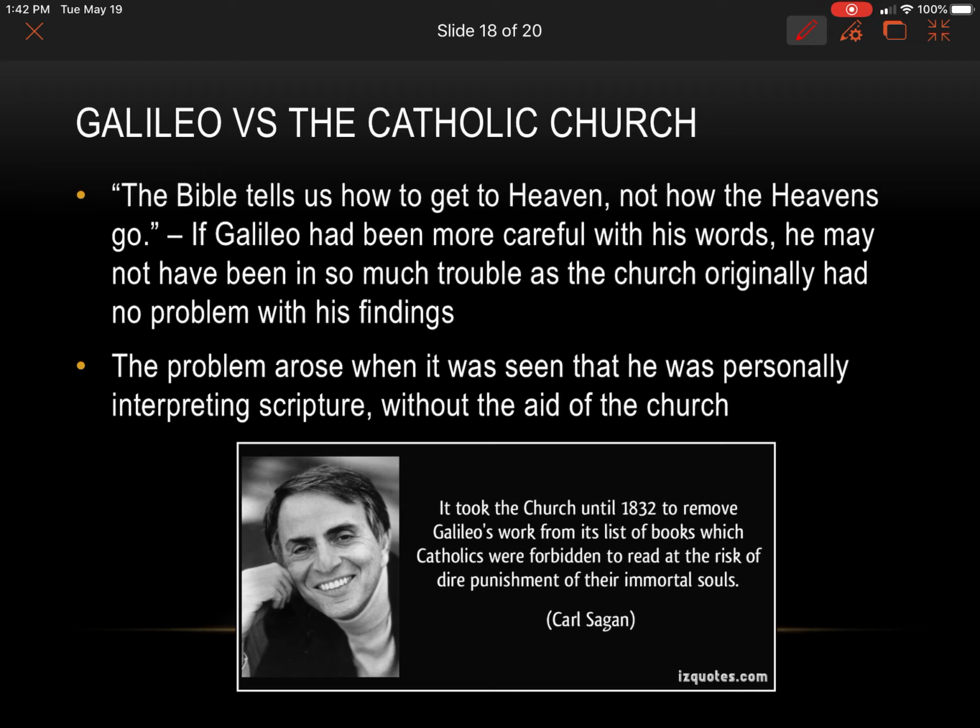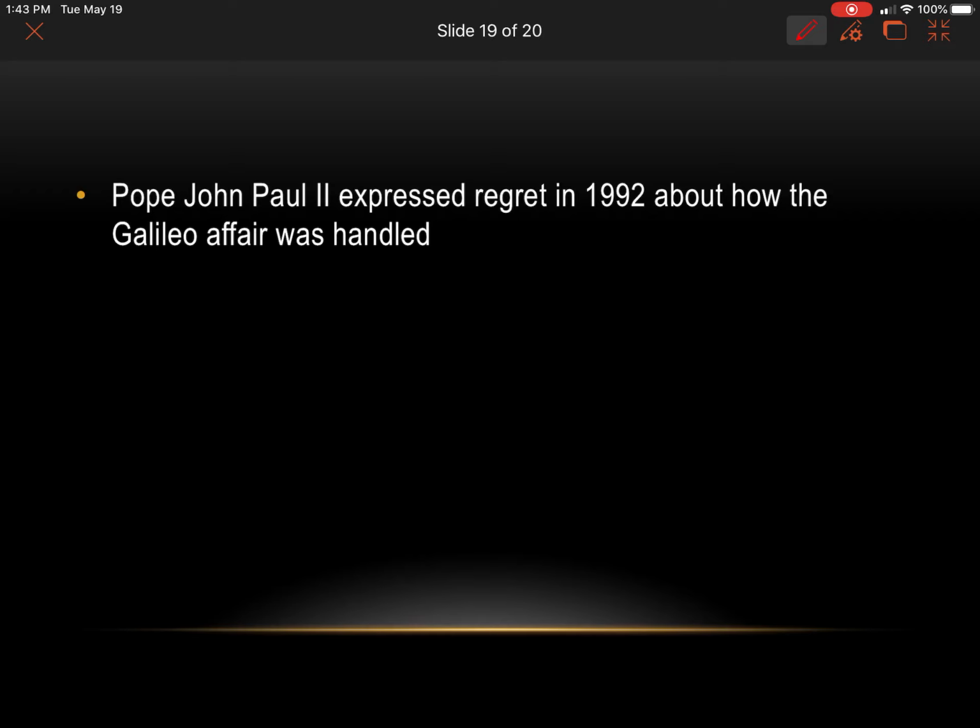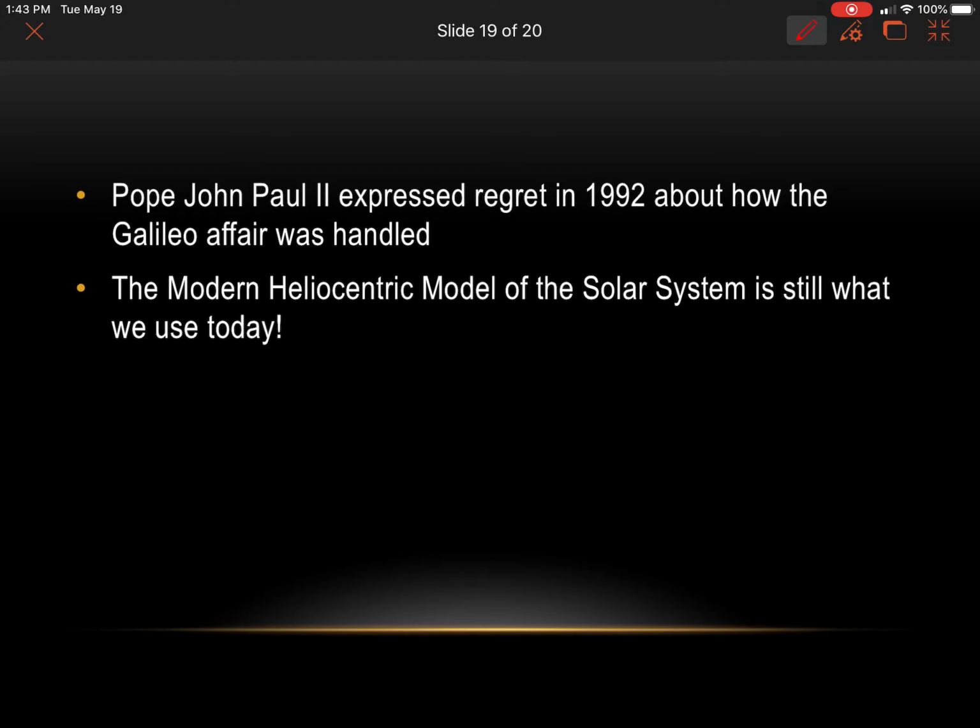It took the church until 1832 to remove Galileo's work from its list of books which Catholics were forbidden to read at the risk of dire punishment of their immortal souls. So that's actually not too long ago, really, a couple hundred years ago. And Pope John Paul II expressed regret in 1992 about how the Galileo affair was handled. So just a sort of interesting piece of how the science fits into the history there.